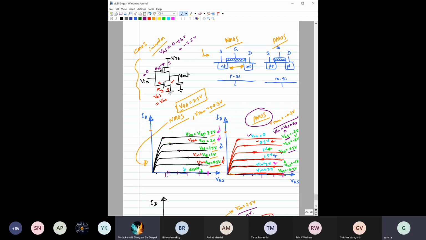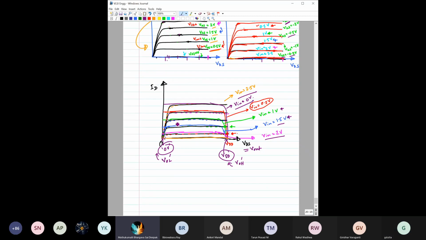So I am saying steady state means basically you are not changing the input. Input is either fixed to 0 or 1. It is not switching, right? So that criterion is also fulfilled. No static power dissipation. Vout minimum voltage is 0, Vout maximum voltage is equal to VDD. So that is also satisfied, right?